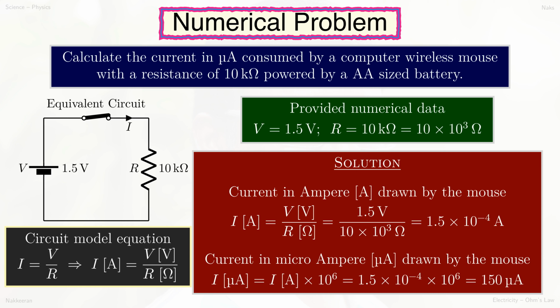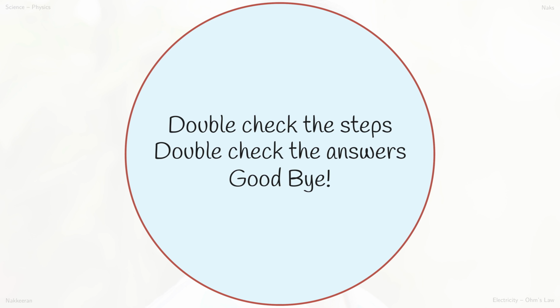Finally, calculate the current in microamperes by multiplying 1 million to the current value we calculated in amperes. Factor 1 million is multiplied because 1 million microampere is equivalent to 1 ampere. It is a good practice to double check every step of our calculation and the final answer as well for correctness.